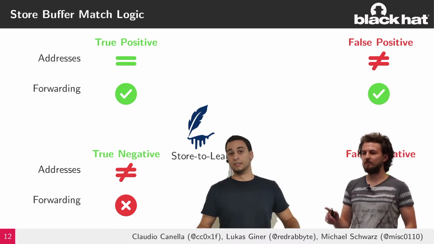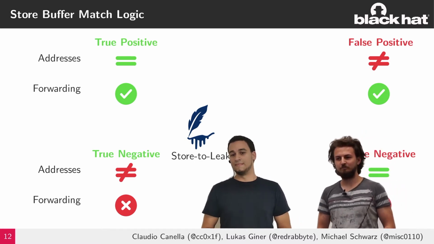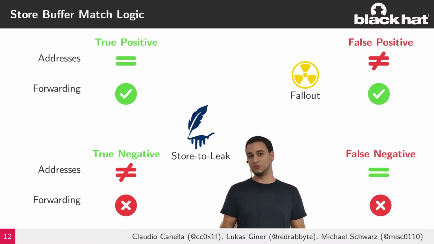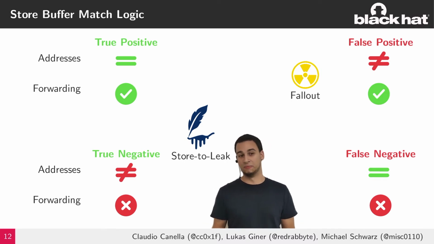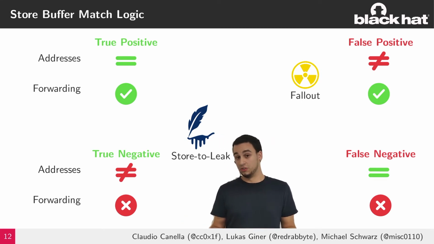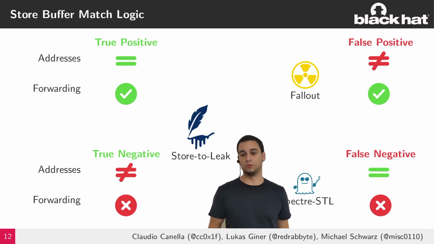But wait a second, that sounds familiar. Yeah. Isn't there a second attack that does exactly the same? Isn't there Fallout? Yes, because these are not the only two cases in the store buffer. We can also have some, let's say, kind of errors or optimizations in there, like false positives. So we have addresses that are actually not the same, but the data is forwarded. So this one is exploited in Fallout, but already fixed in modern CPUs. And then there was also the other direction, like false negatives, the address is actually the same. It should forward the data, but it doesn't do so. And this effect is exploited in Spectre STL.